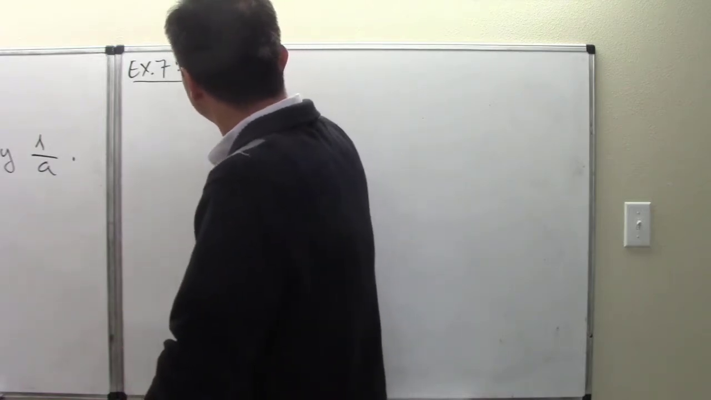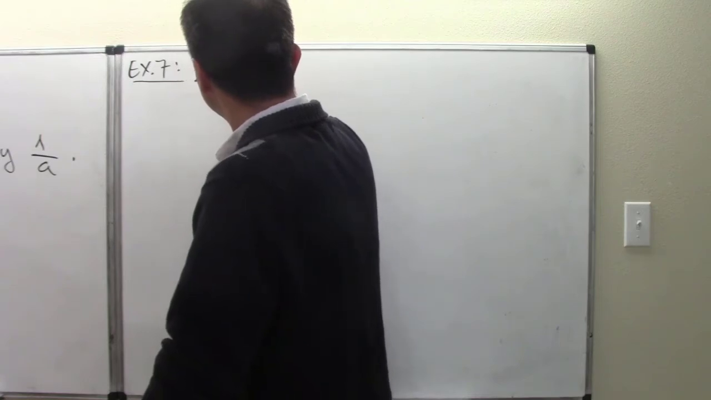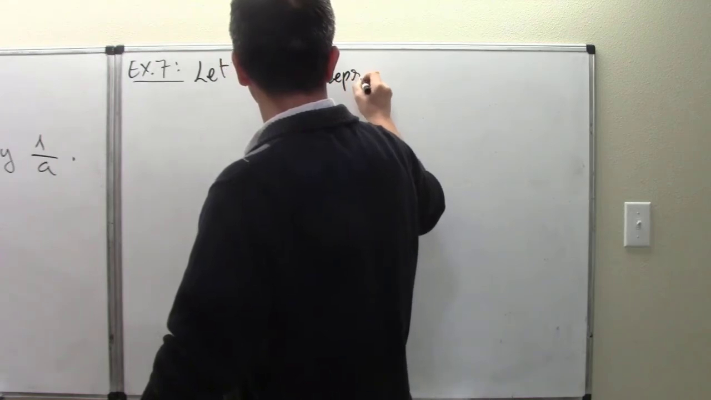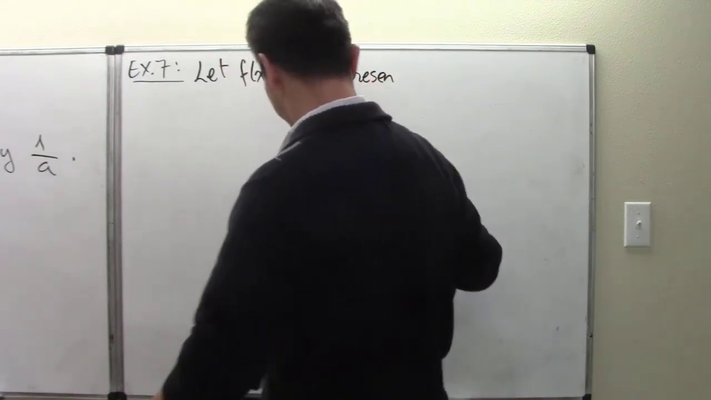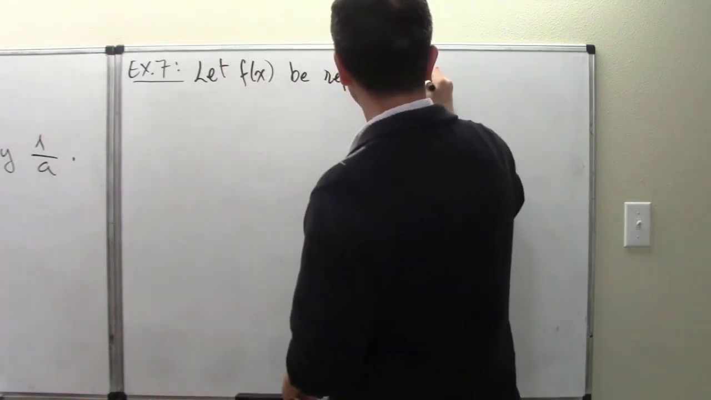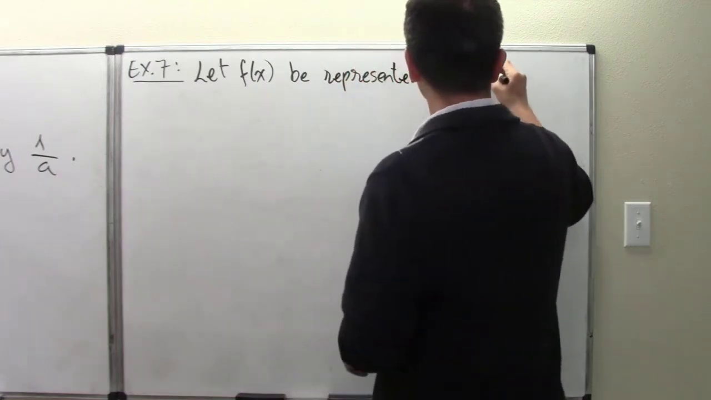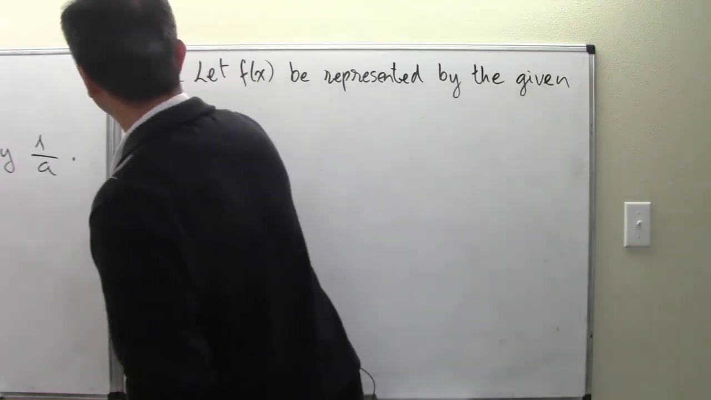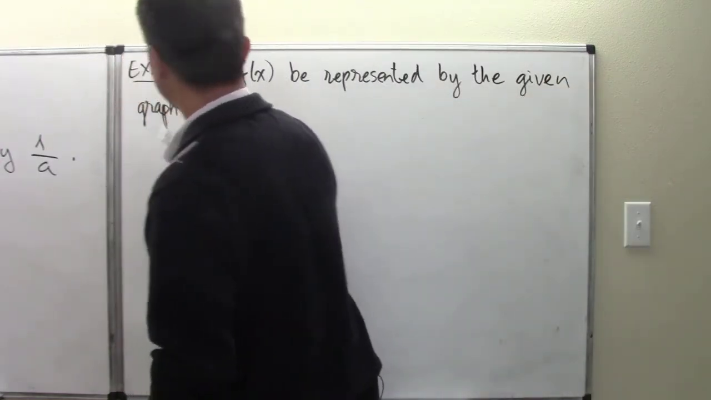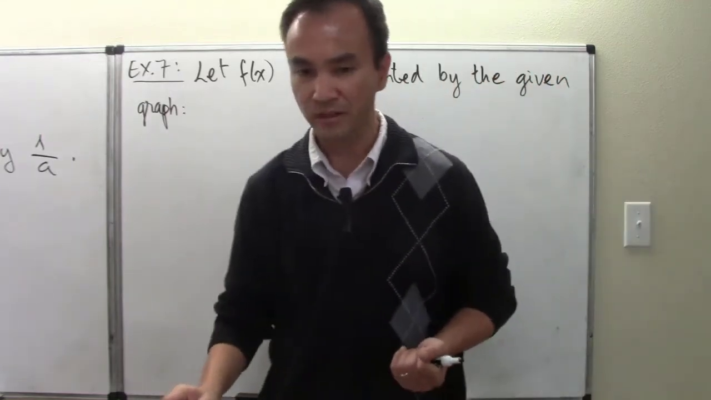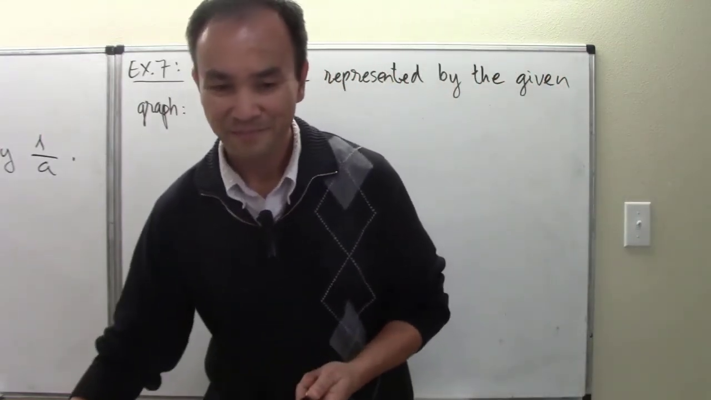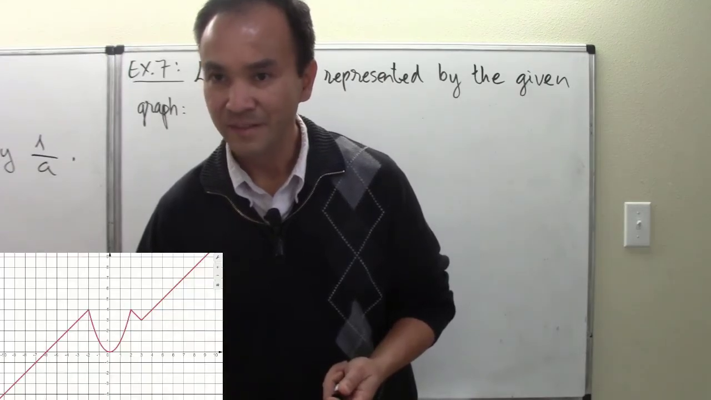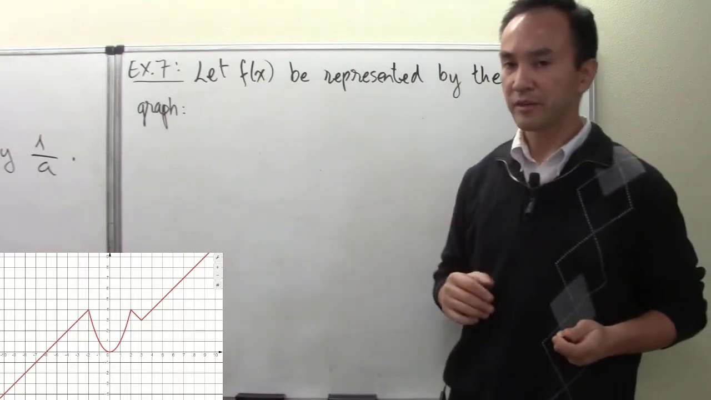So now I'm going to say let f of x be represented by the given graph. All right. So now again, let me pull up the given graph here. That is the graph. Okay, so this is the given graph.